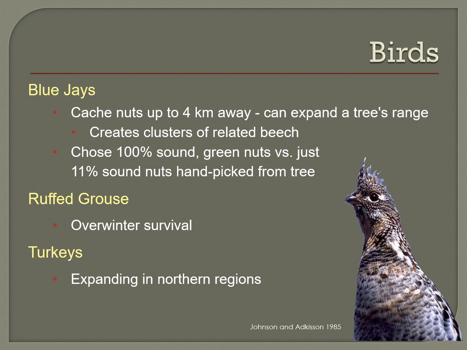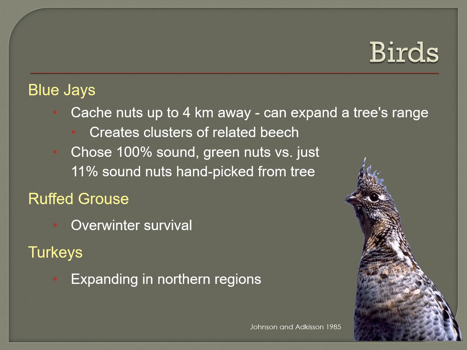It can also create clusters when the beeches are seedlings that are planted from that seed source and grow from that dispersal activity. Interestingly, blue jays are really good at picking the sound nuts that are viable. They're very good at keying in on the nuts that actually are viable, and we're not really sure why that is, but they're better at it than humans, actually.